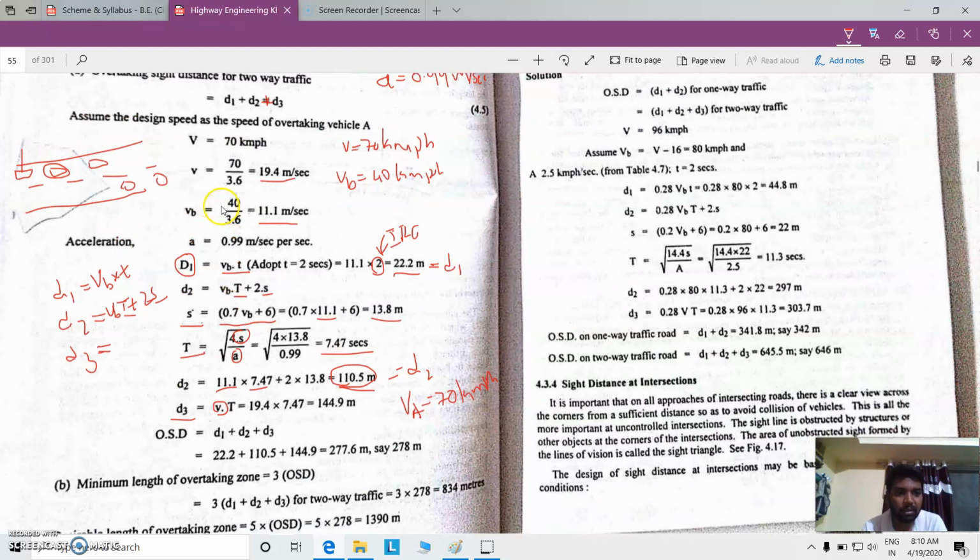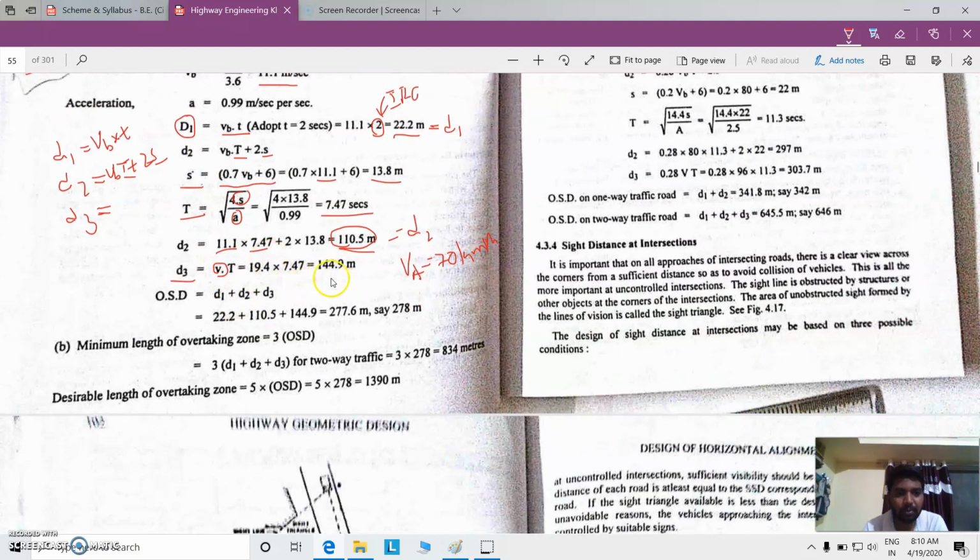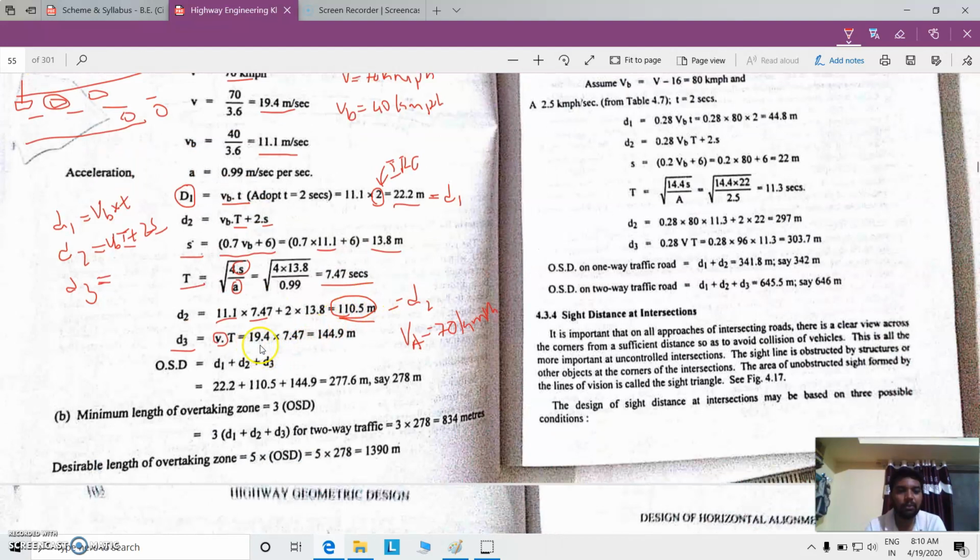so the maximum speed of both vehicles is 70 kmph, and I am considering v as 70 kmph, which is converted to meters per second, that gives 19.4 meters per second, and the total t calculated as 7.47. Once you substitute the values into d3, we get 144.9 meters, that is nothing but d3.